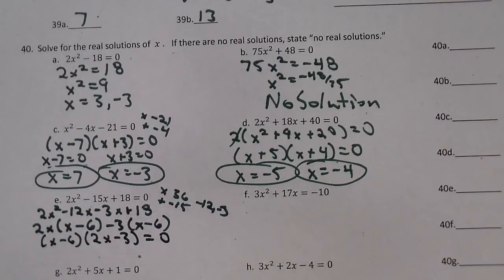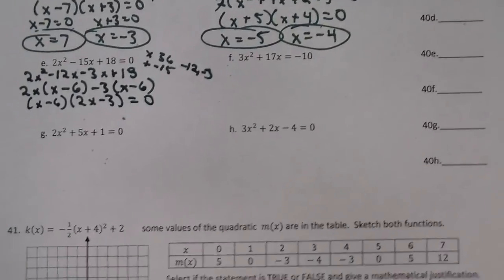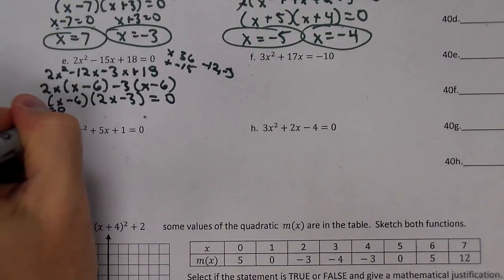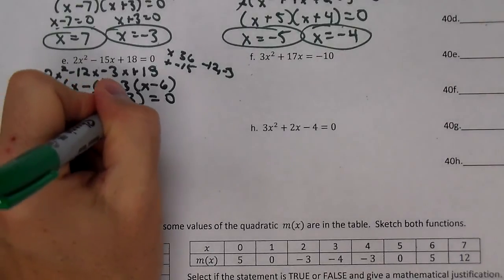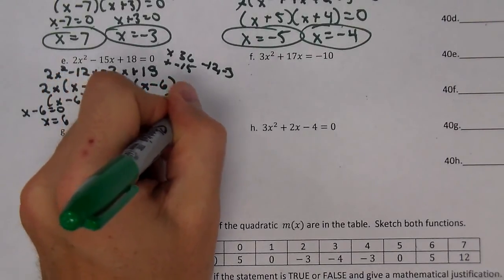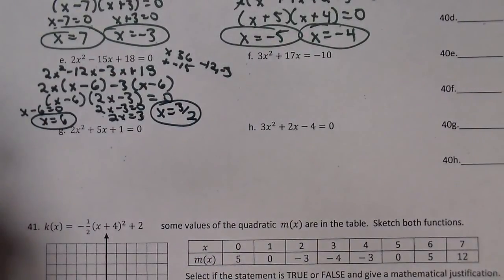But I'm not looking for factors, I'm looking for solutions. So I say x minus 6 equals 0. That means x equals 6. 2x minus 3 equals 0. I get 2x equals 3, or x equals 3 over 2. Solutions are 3 over 2 and 6.